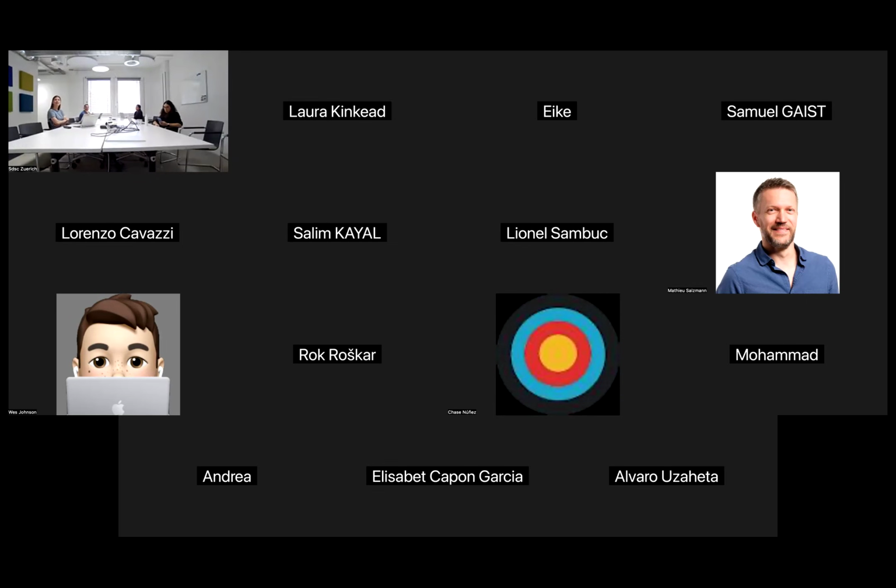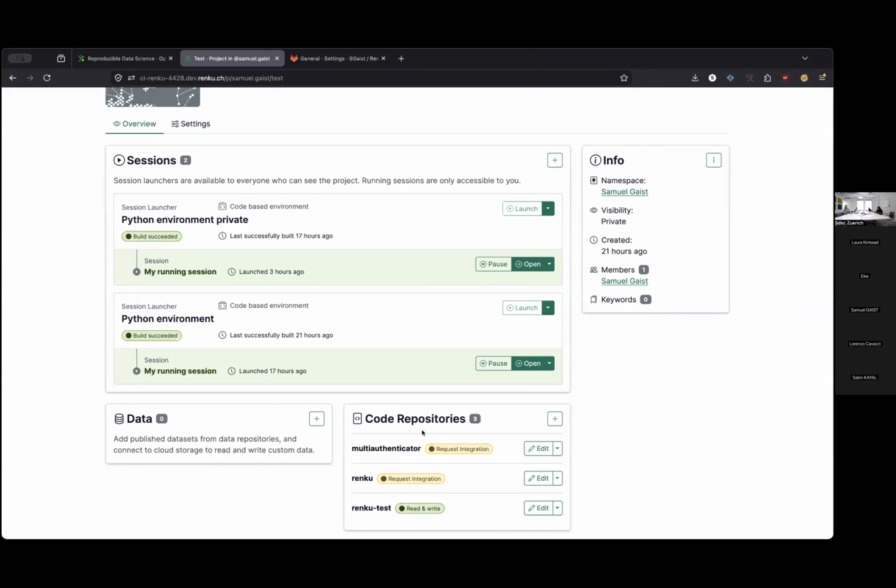All right, next up, Samuel is going to give a demo of how we've extended the functionality to allow users to build their own environments based on dependencies in the code repository. So far, those have been restricted to only public code repositories, and we extended that to also support private code repositories. Hello, Samuel? Yes, just starting to share.